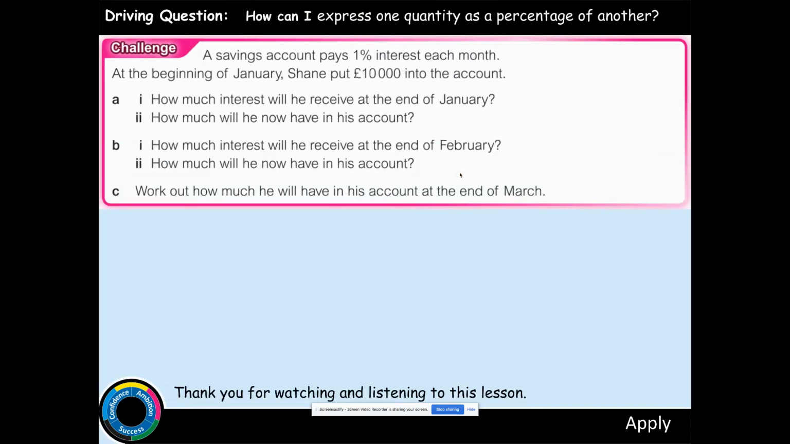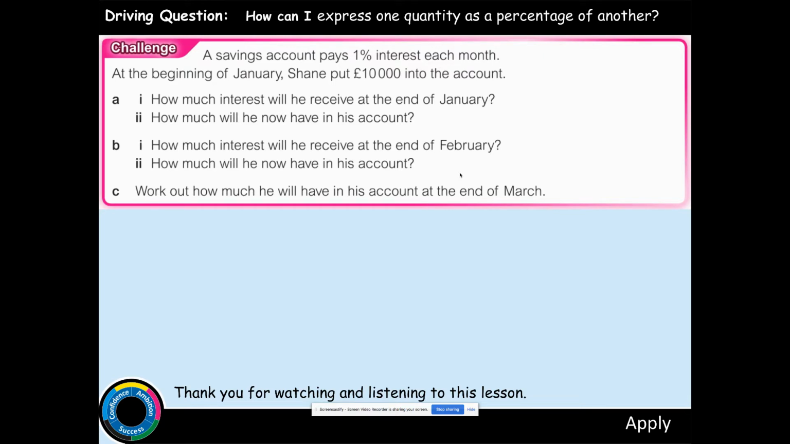Okay, black slide, last slide, your challenge. A savings account pays 1% interest each month. At the beginning of January, Shane puts £10,000 into the account. How much interest will he receive at the end of January? So find that out. How much will he now have in his account? So you need to add that interest to the original amount to find out how much he has in his account.